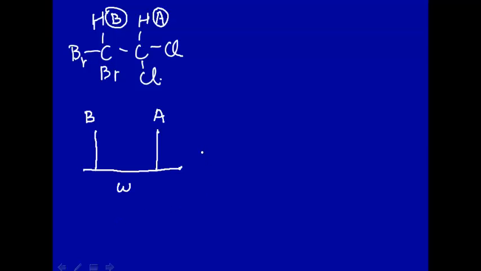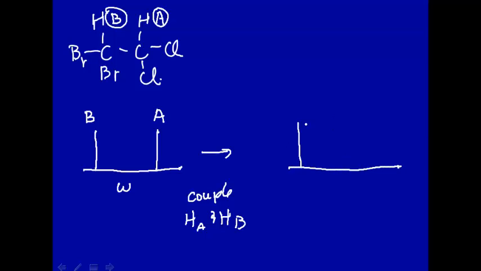Now, let's couple the nuclei. We'll couple HA and HB. Well, HA will split the nuclear spin of B into a doublet, and B will split the nuclear spin of A into a doublet. So what one gets for homonuclear spin-spin coupling is two doublets. Well, actually, let me be a little more specific here.